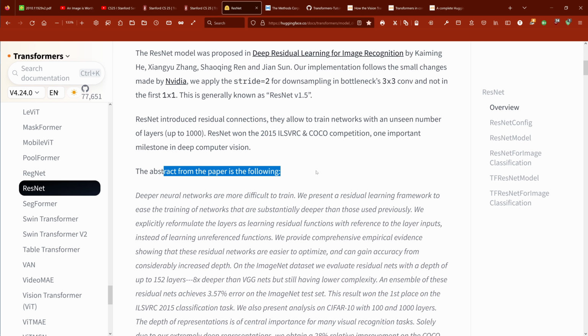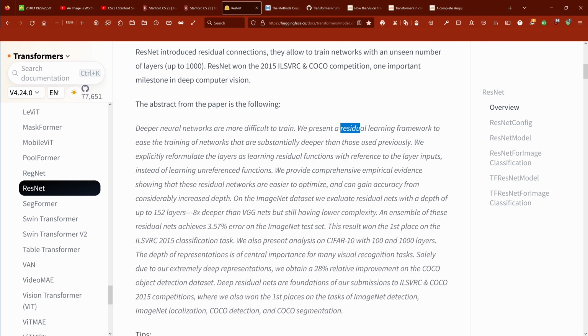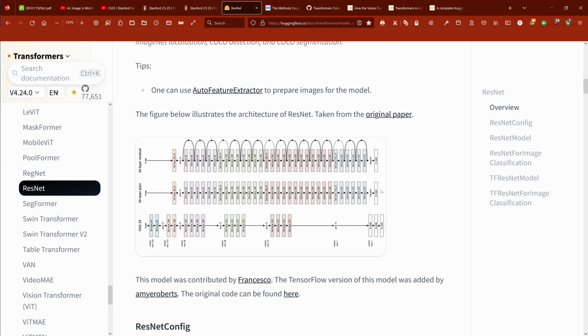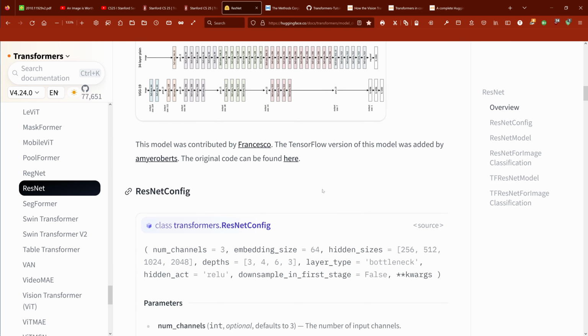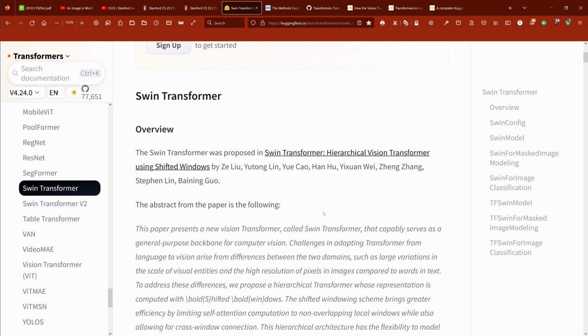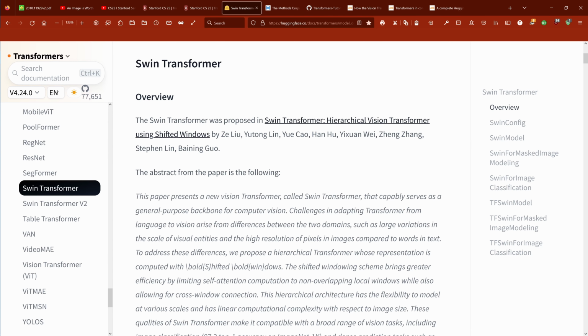And then you have an abstract from the paper, residual learning framework, substantially deeper. Beautiful. And you have normally some short information. The original paper, the configuration, the code. You have the model, image classification. Sounds very familiar. But of course you have here swing transformers. If you want to have a look at this, this is very easy.